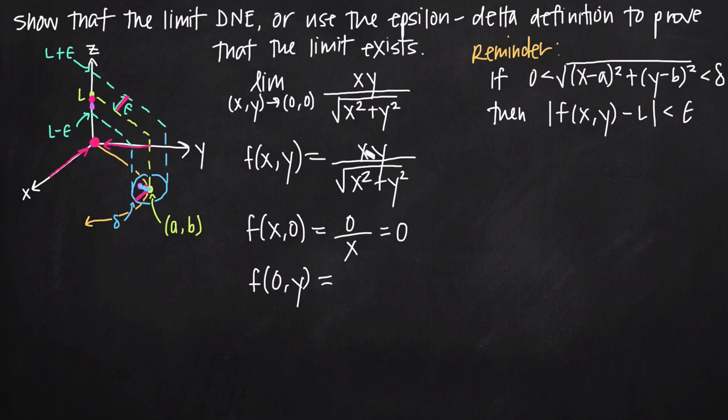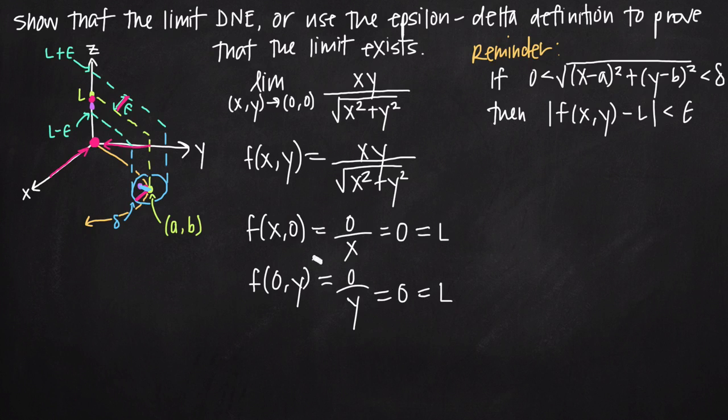So plugging 0 in for x, we'll get 0 times y, or just 0 in the numerator. And in the denominator, when we plug in 0 for x, we get 0 here. So we're just left with the square root of y squared, or y, and we see that we get 0. So here we have to keep going, because when we approach along the x-axis, the limit looks like it's equal to 0. When we approach along the y-axis, the limit looks like it's equal to 0. We haven't found two different values yet.